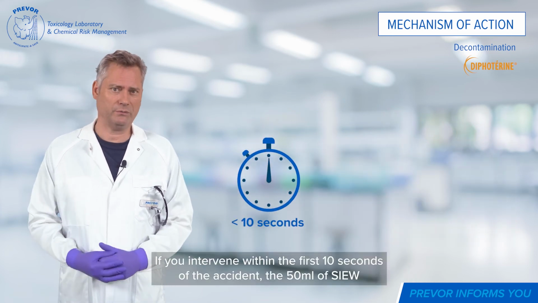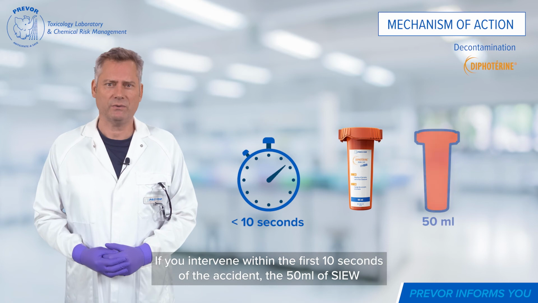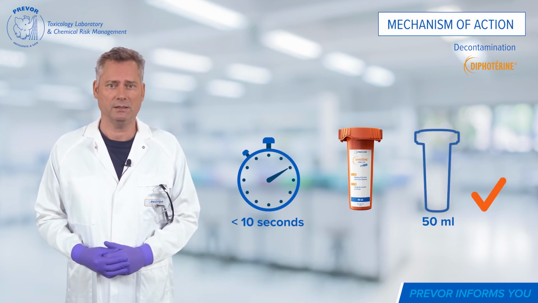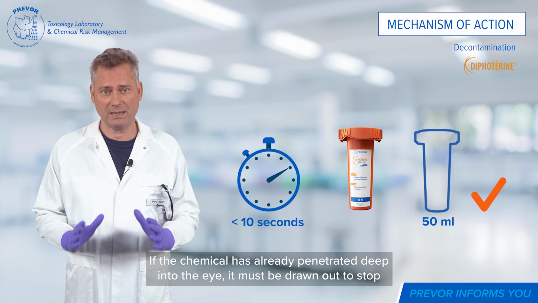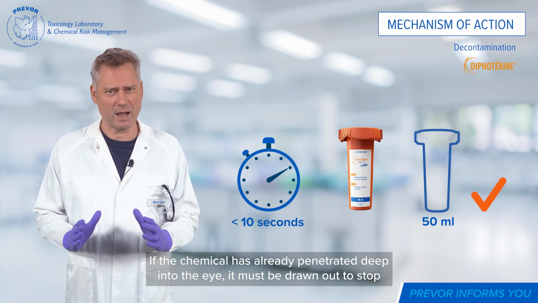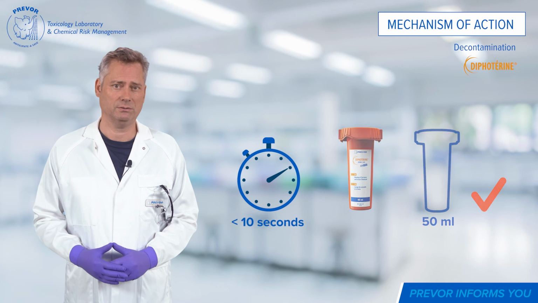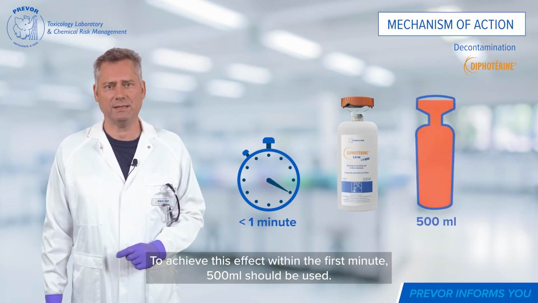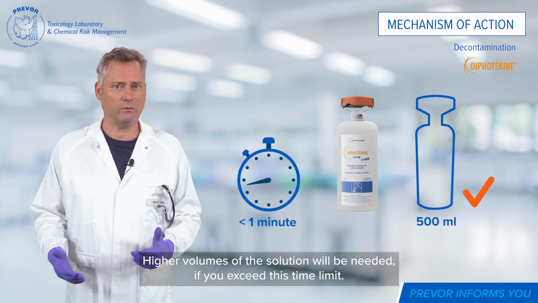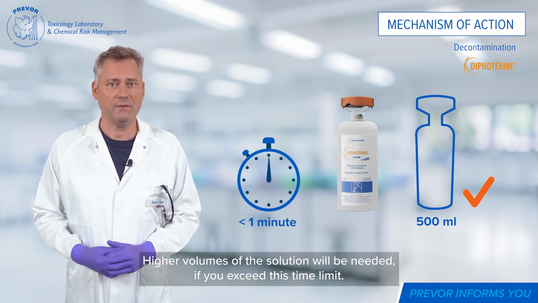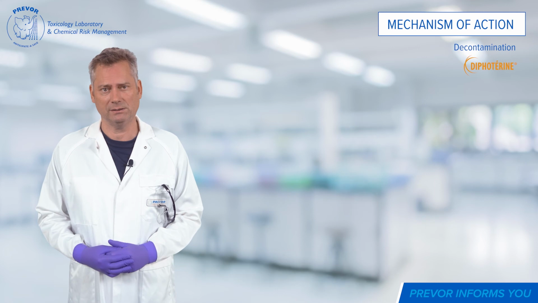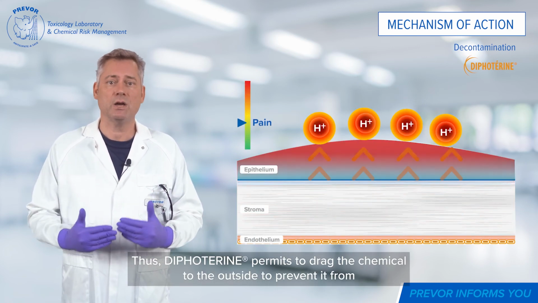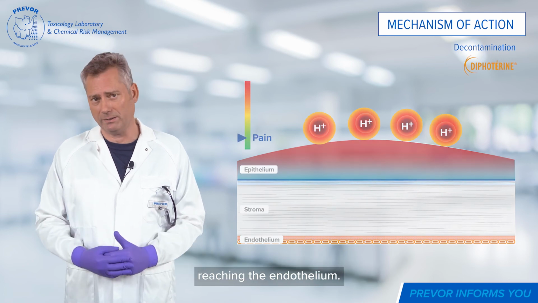If you intervene within the first 10 seconds of the accident, the 50 milliliters of SU is enough to decontaminate the eye. If the chemical has already penetrated deep into the eye, it must be drawn out to stop the destructive action. To achieve this effect within the first minute, 500 milliliters should be used. Higher volumes of the solution will be needed if you exceed this time limit. Thus, diphoterene permits to drag the chemical to the outside to prevent it from reaching the endothelium.